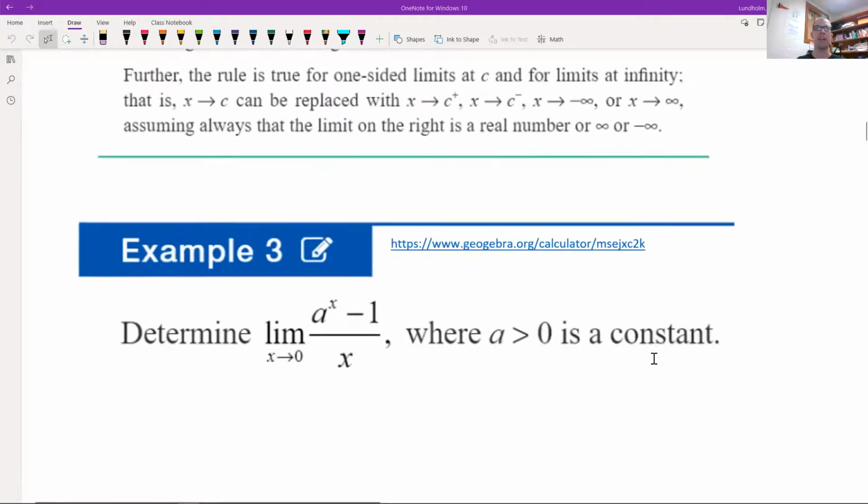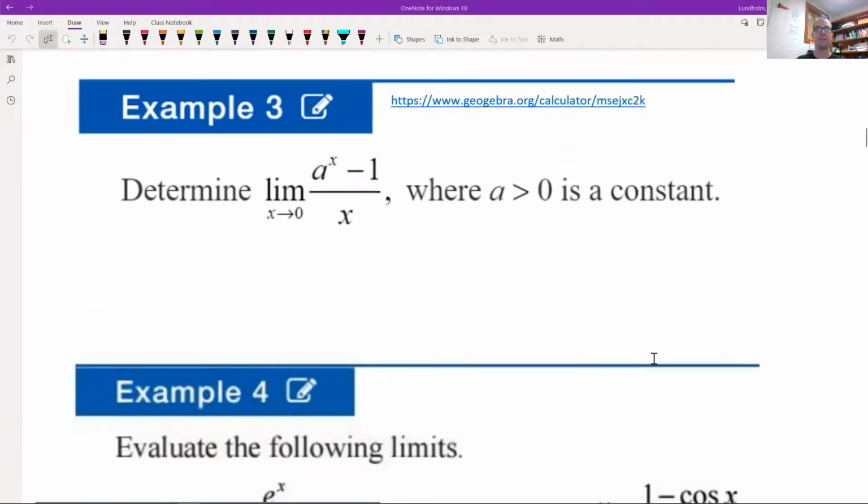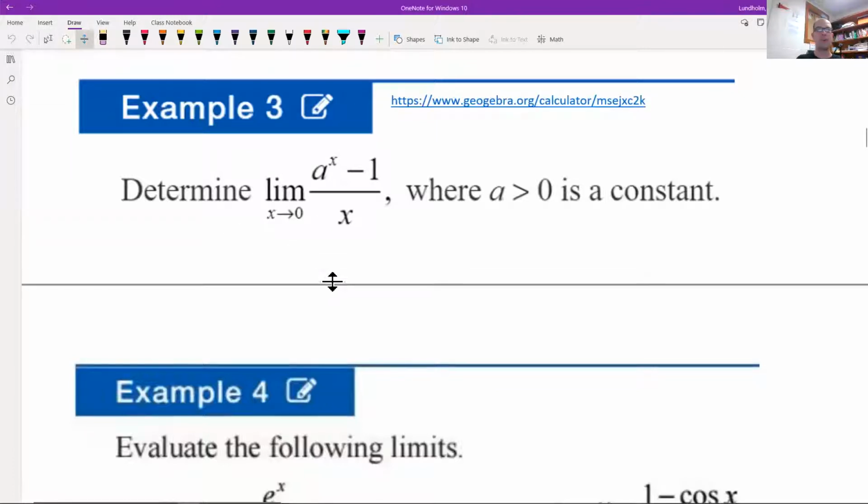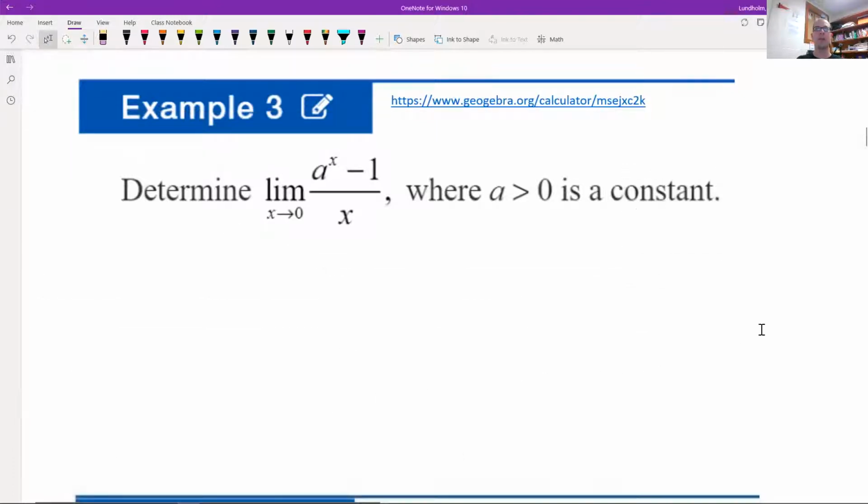Let's keep going. We're going to evaluate some more limits, and they're going to get more and more interesting as we go on. Okay, so this one, again, we would get 1 minus 1 over 0 again, which is bad. But here, let's go ahead and click this real quick.